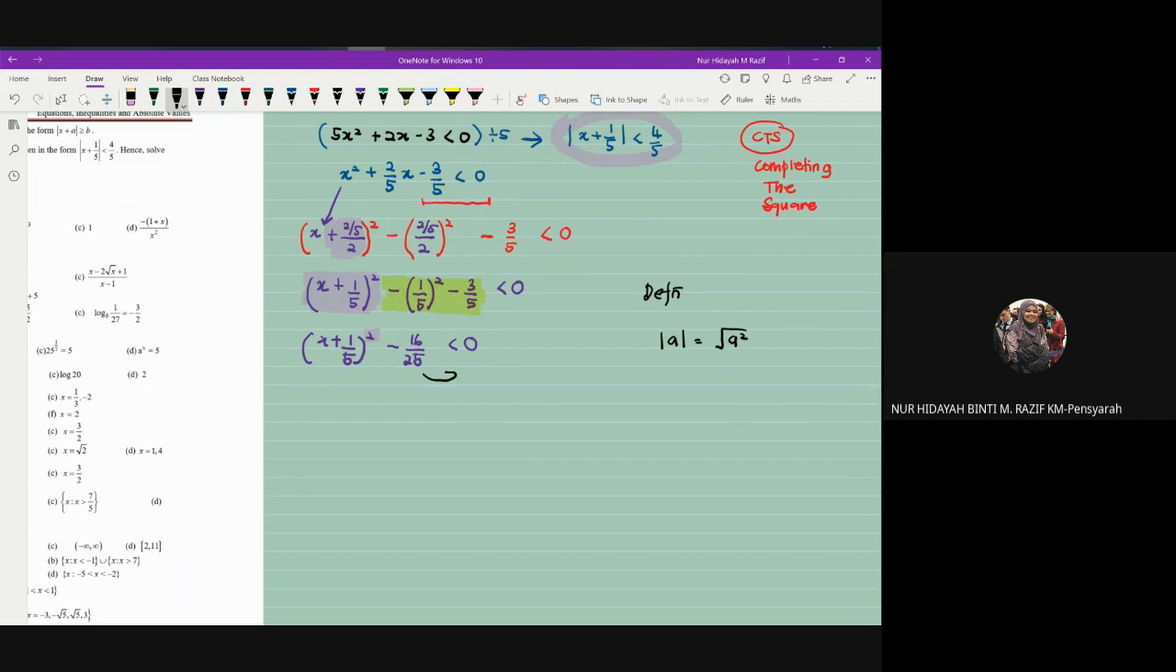So I have to send this to my right hand side. Jadi my next step will be kurungan x plus 1 over 5 square must be less than 16/25. So now macam mana saya nak guna definition ini? Tengok simbol apa yang masih tak ada. Simbol square root. Okay, saya nak hilangkan kuasa 2, saya kena introduce simbol square root. So square root di kiri mesti square root juga di sebelah kanan, betul?